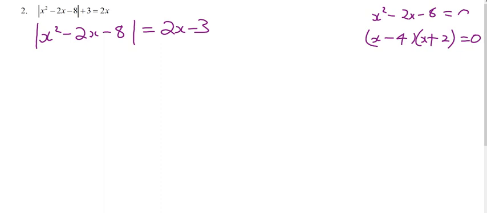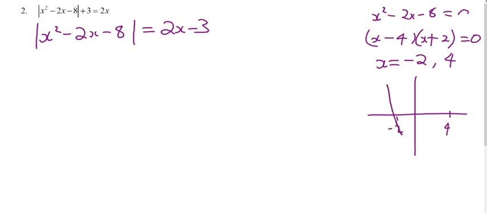All right, what does that look like? So where are the roots? Okay, what's x? X is equal to -2, +4. Okay, what's this thing look like? Well, it's a quadratic. It's got a root at -2 and +4. So it looks like this.